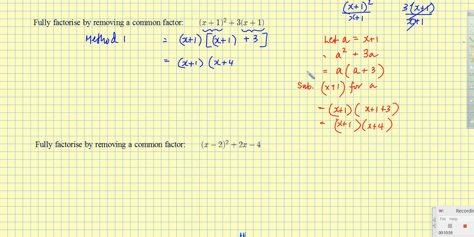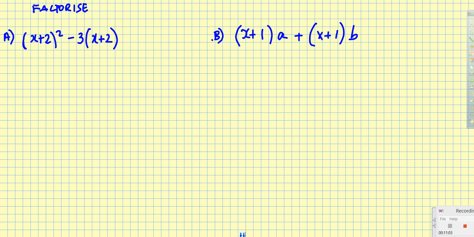All right, let's take a look at another example, and then we'll come back to the previous page. Sorry, let's look at the first example. We've got x plus 2 all squared minus 3 times x plus 2. So I can remove an x plus 2 because there's 2 of them in the first term. And what's left over is 1 times x plus 2, and then minus 3. So this becomes x plus 2 times x minus 1.